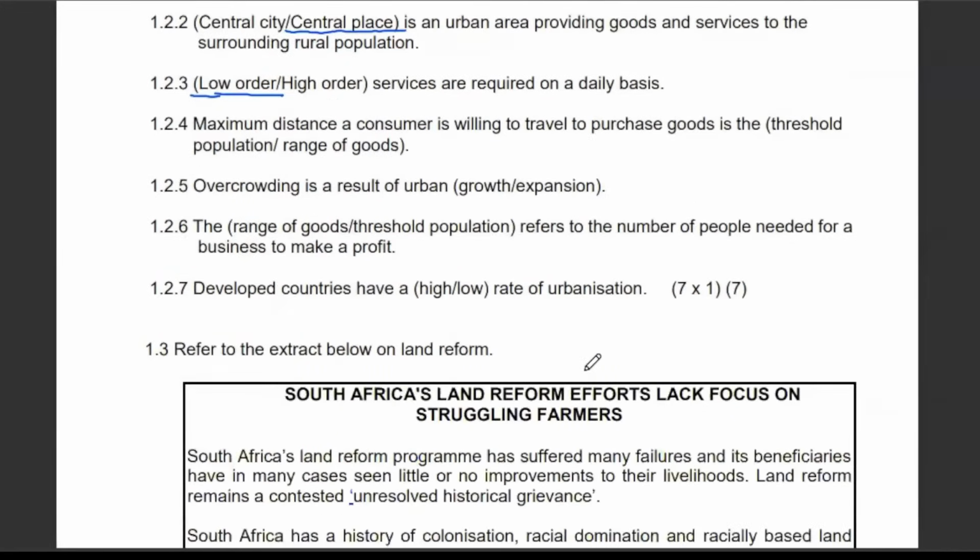Maximum distance a consumer is willing to travel to purchase goods, that is the range of goods, like what I've been mentioning. Low order goods have got a shorter range. People are prepared to travel shorter distances to go and acquire low order services, but high order goods and services have got a wider range.